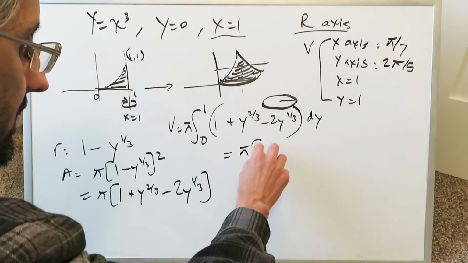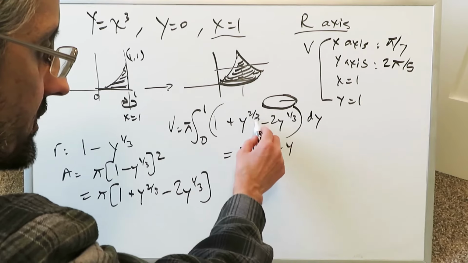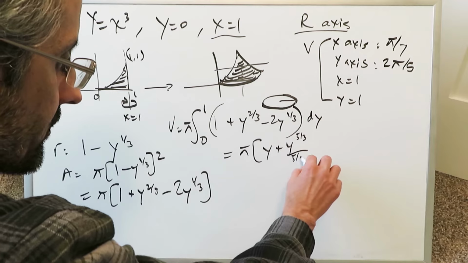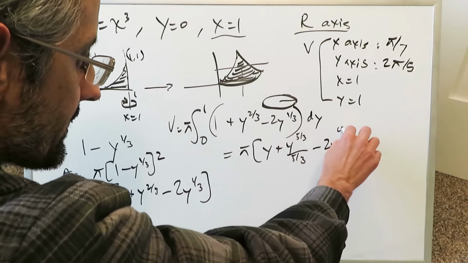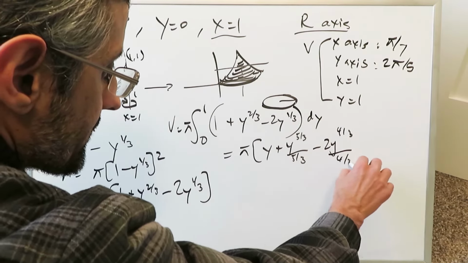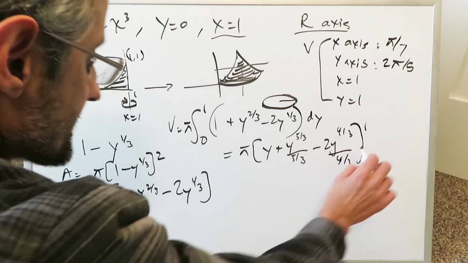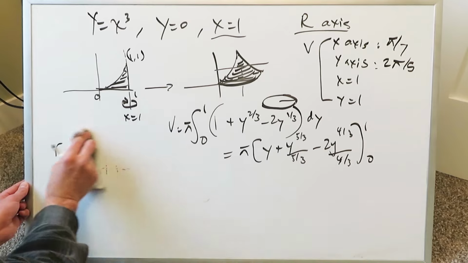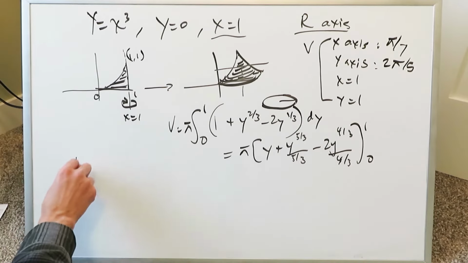You'll have a pi over here, you'll have a y plus y to the 2 over 3 plus 1 divided by 2 over 3 plus 1, which is y to the 5 over 3 divided by 5 over 3, minus 2y to the 4 over 3 divided by 4 over 3, and all from 1 to 0. What we need to do is generate some space so we can finish this, and it's not hard by any means. We'll bring it all over here.